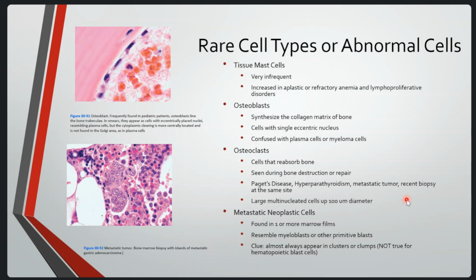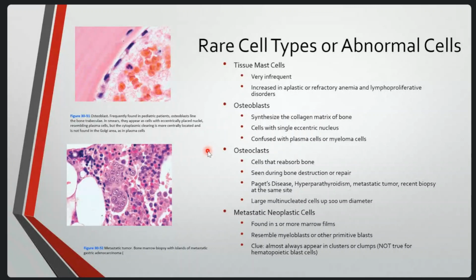This cell synthesizes the collagen matrix of the bone. They have a single eccentric nucleus, and because of their eccentric nucleus, this can be confused with plasma cells and even myeloma cells. We also have our osteoclast. This is seen during bone destruction or repair, and it resorbs bone. This is associated with Paget's disease, hyperparathyroidism, metastatic tumor, a recent biopsy at the same site, and they appear as large multinucleated cells up to 100 microns.